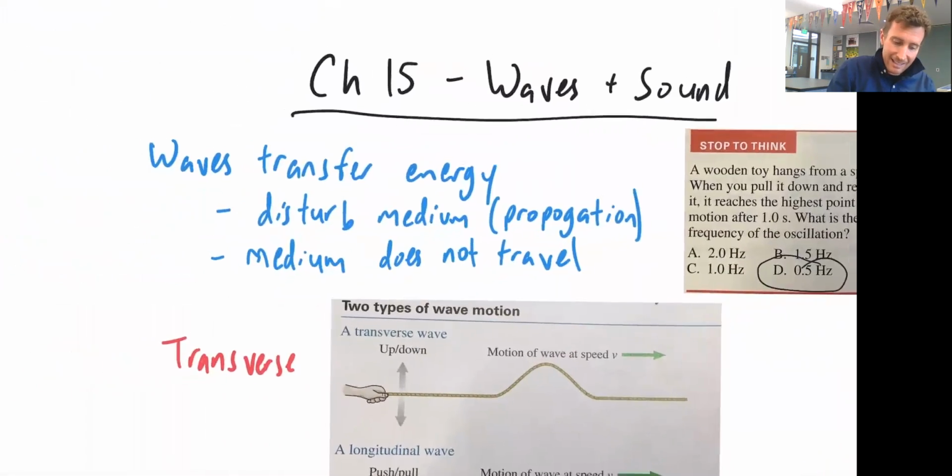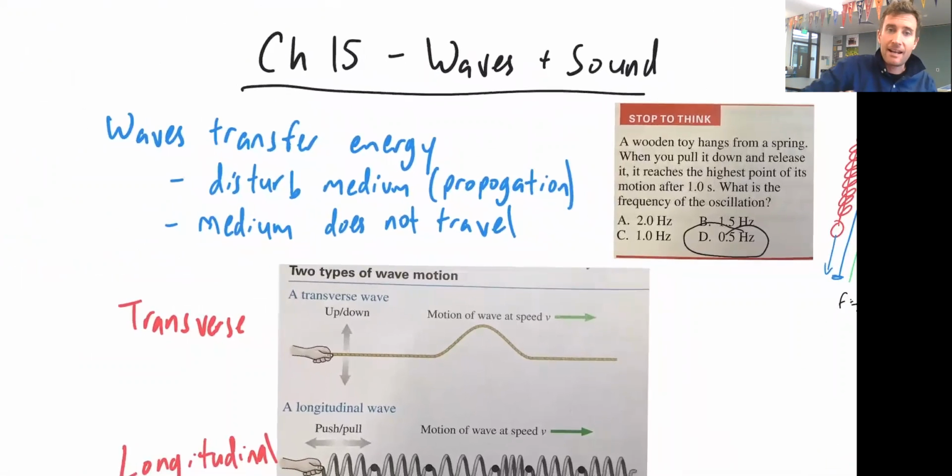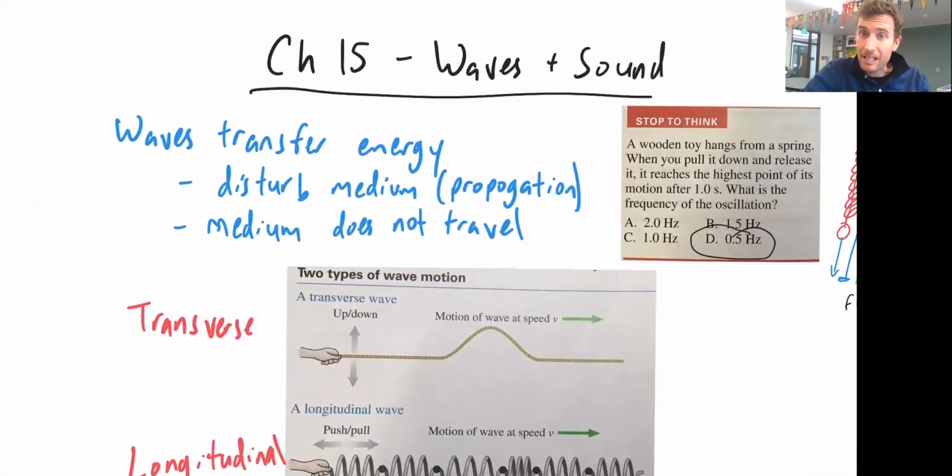So what exactly is a wave? A wave is a transfer of energy. Specifically, a wave occurs where you disturb the medium, and as the medium gets disturbed, we say the wave is propagating through the medium, so there's propagation happening through that medium, but the medium itself does not travel. So the medium is like the stuff. So as the wave goes through, the object itself might go up and down, but at the end, it ends back up in the same place.